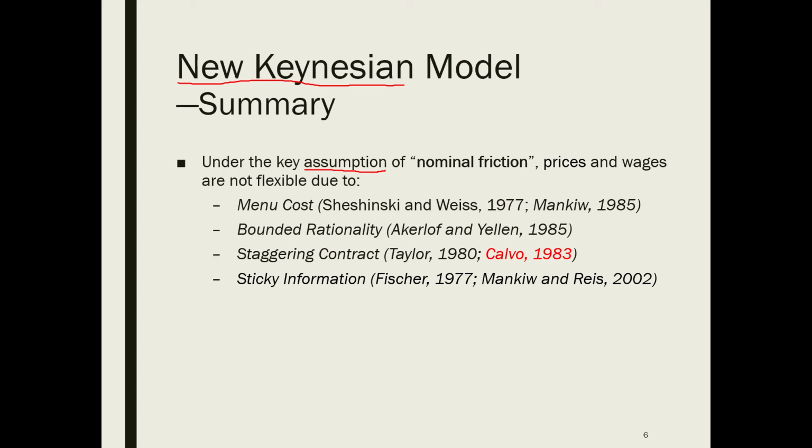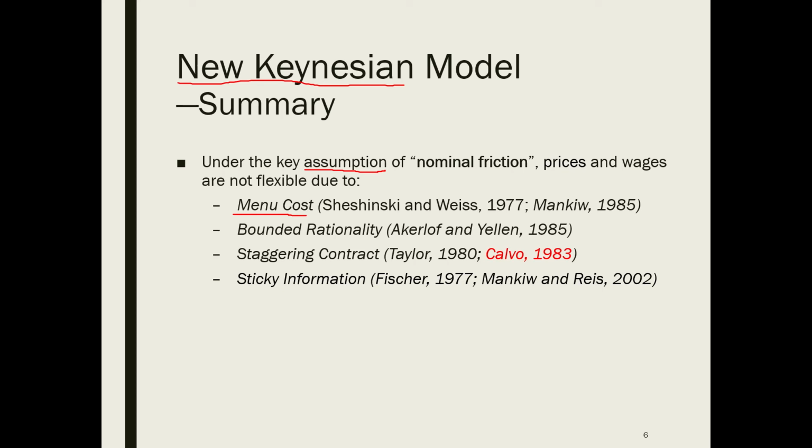There are 4 popular ways to operationalize this assumption. The first one is the menu cost model. In this kind of models, you do not want to change your price if the optimal price changes, because changing price itself is costly. You would only change your price when the optimal price is too different from the current price.